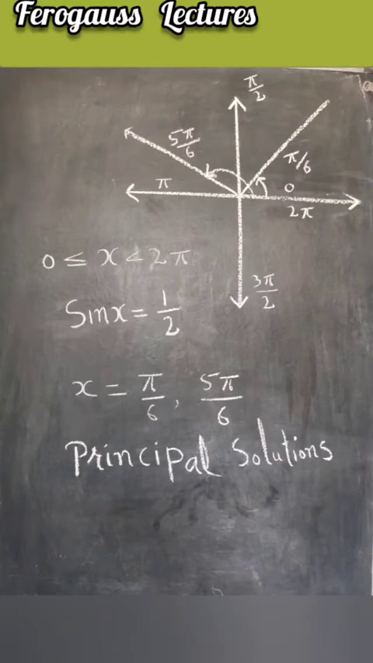This is because every trigonometric function is positive or negative in two quadrants. In this case, sin x is equal to 1 by 2, which is positive, and sine is positive in first quadrant and second quadrant. Therefore, x is equal to pi by 6, which belongs to first quadrant, and 5 pi by 6 belongs to second quadrant, are its principal solutions.